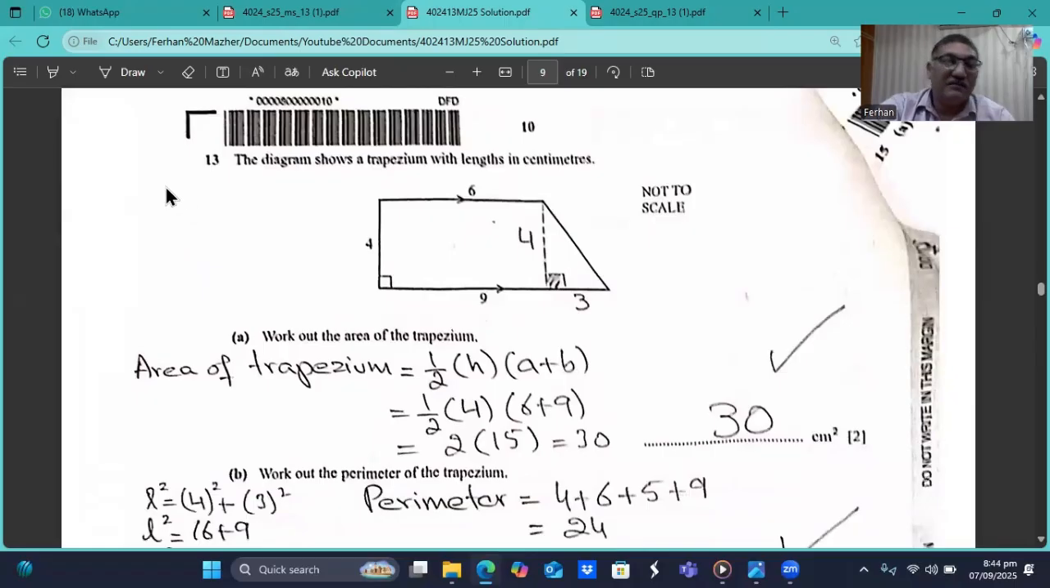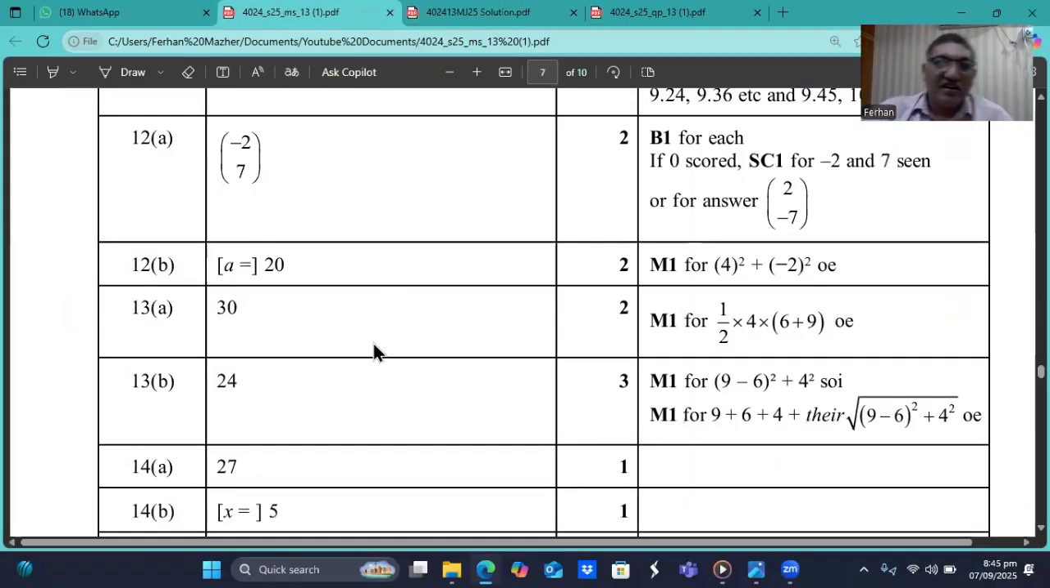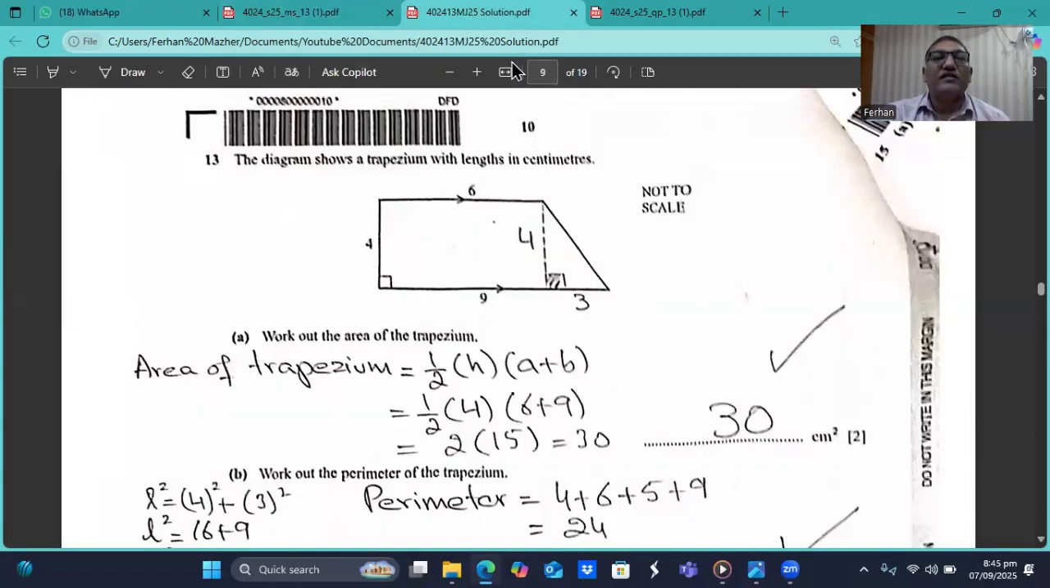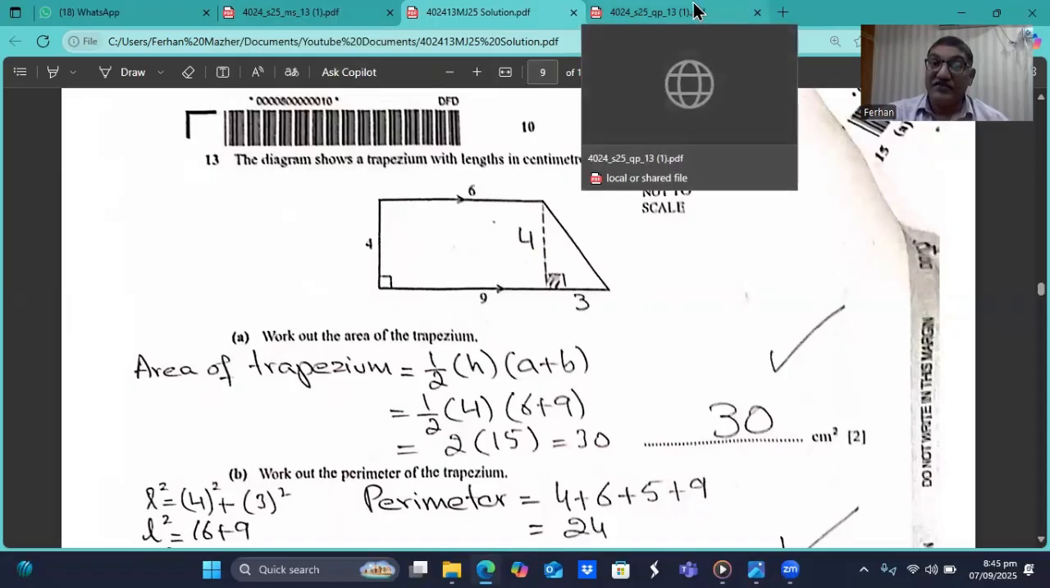So the area of the trapezium will be equal to 1 by 2 into the height into the sum of the parallel sides. So it will be 1 by 2 into 4 into the sum of the two parallel sides, which is 6 plus 9. So 2 and 4 cancel, and that's why you get a 2 there. So 2 into 15 is 30. So the area of this trapezium is 30. Why do I write centimeter there? Centimeter square. 30 centimeters square is the area of this trapezium.